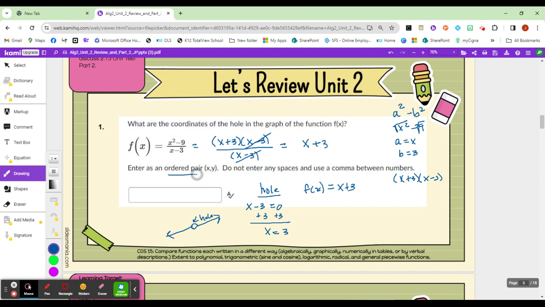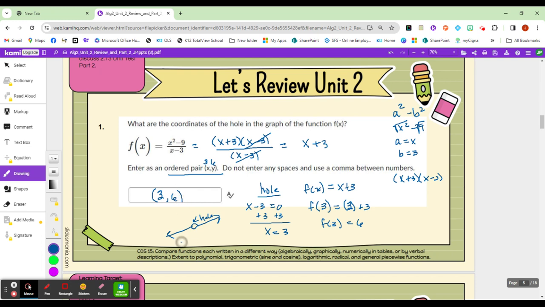They do want the ordered pair here, so you have the x value, but you don't have the y value. To find the y value, you do f of 3, and you put 3 in wherever you see an x. Then you work that out and find what the y value is when the x value is 3. So my y value is 6. There's a hole in the graph at the ordered pair 3, 6.